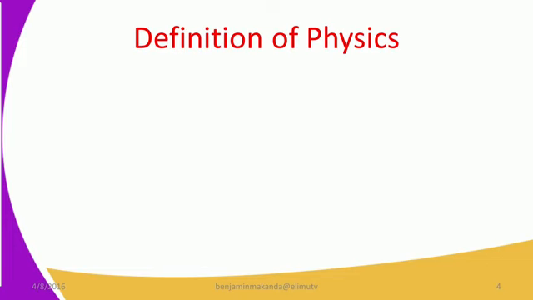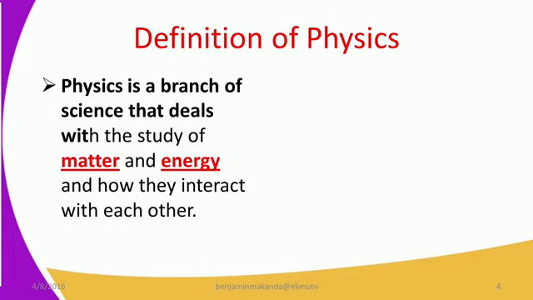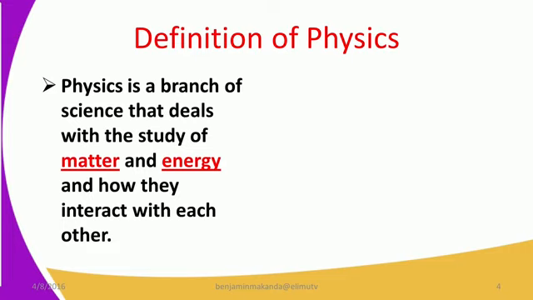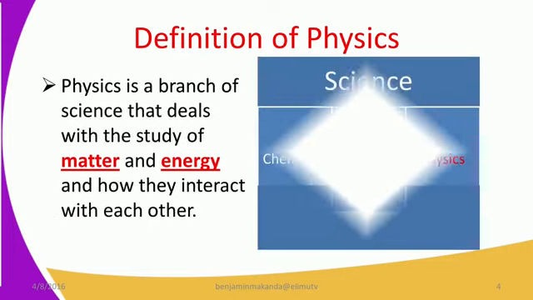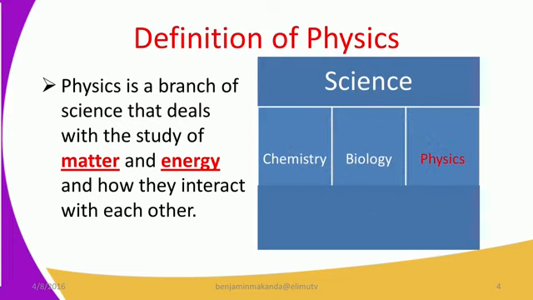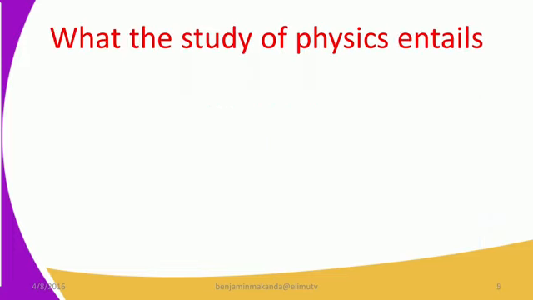Definition of physics. So what is physics? Physics is a branch of science that deals with the study of matter and energy and how they interact with each other. Now the key terms here are matter and energy. So physics is a branch of science, and from the diagram we see science is the major one there. Then we have other branches which include chemistry, biology, and physics. But now, physics deals with matter and energy.